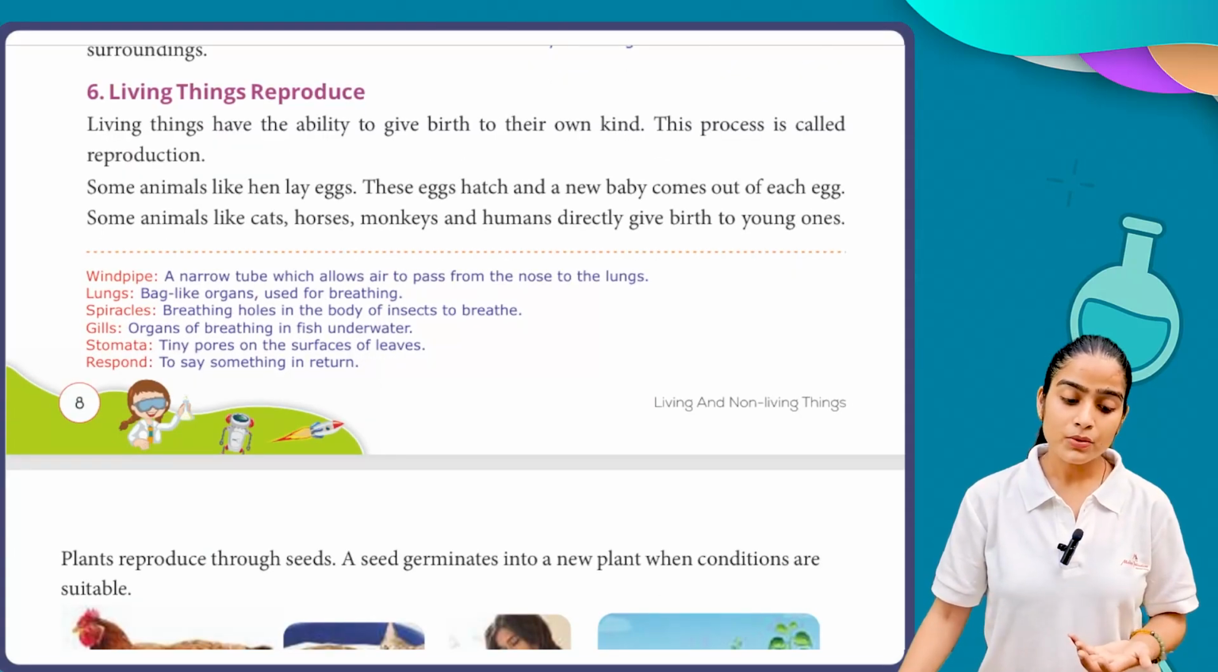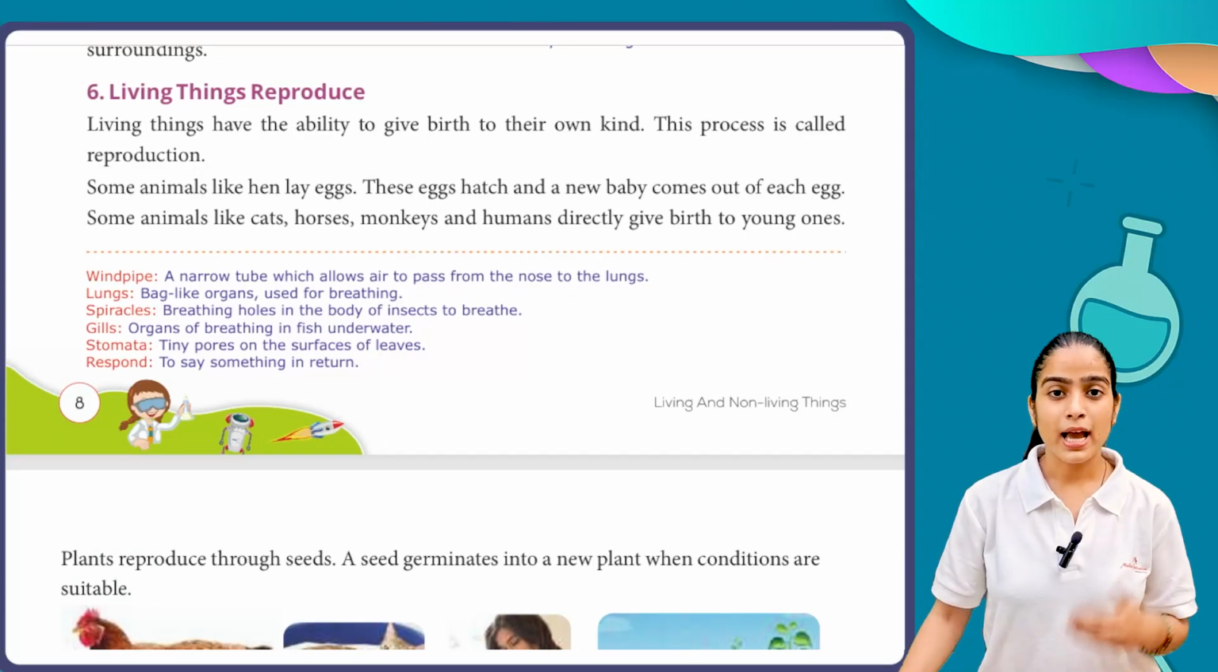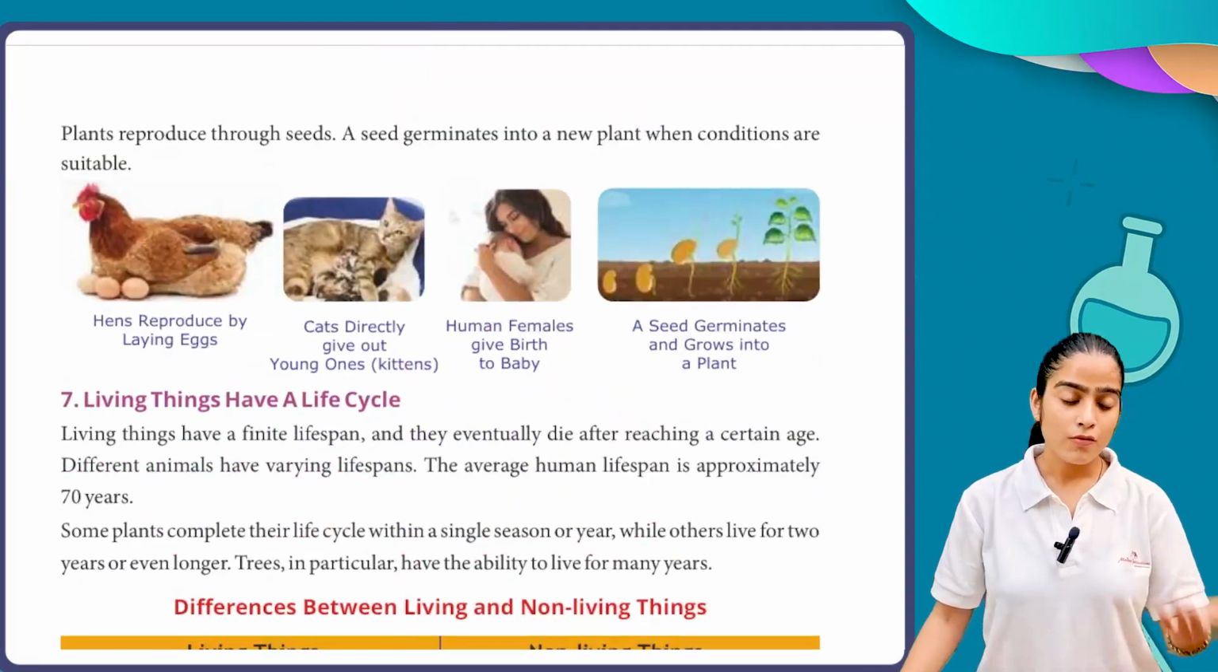Plants reproduce through seeds. A seed germinates into a plant when conditions are suitable. Have you ever sown a seed inside the soil, and after that seen the growth of that particular plant? It is a process of reproduction for plants.